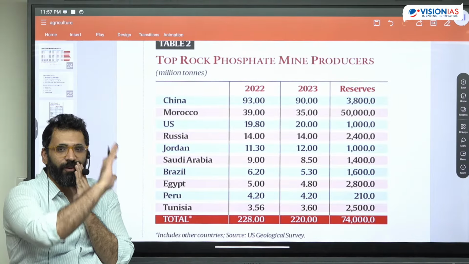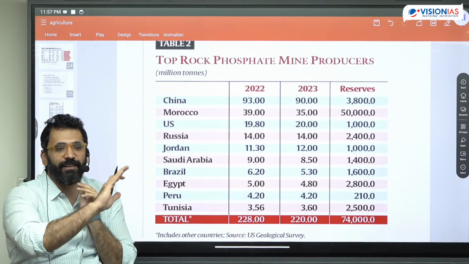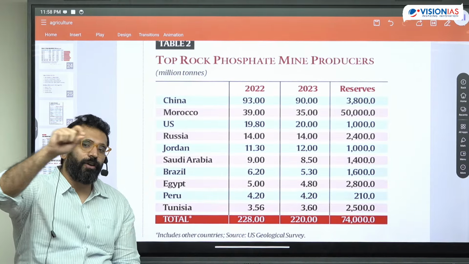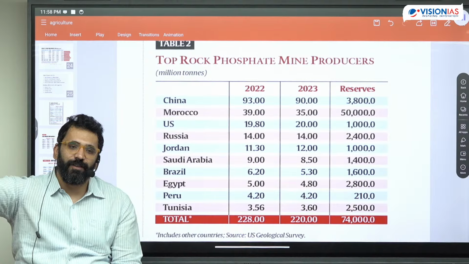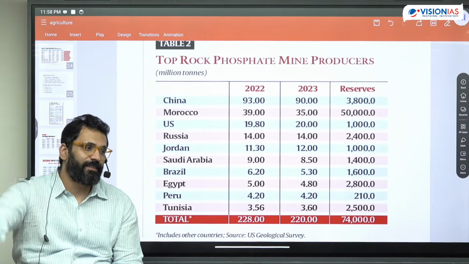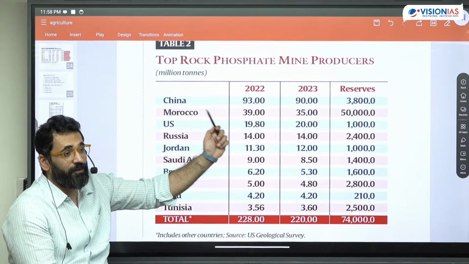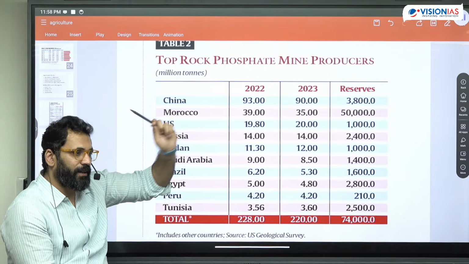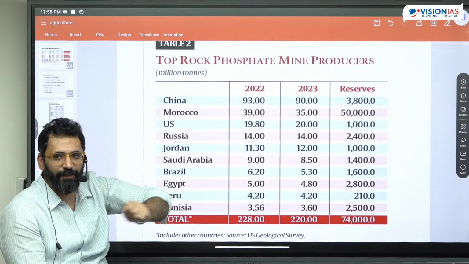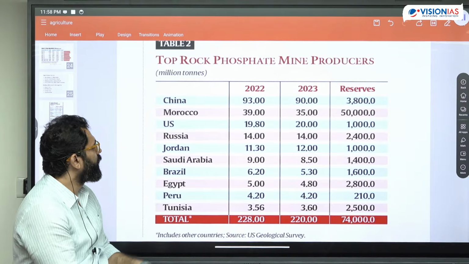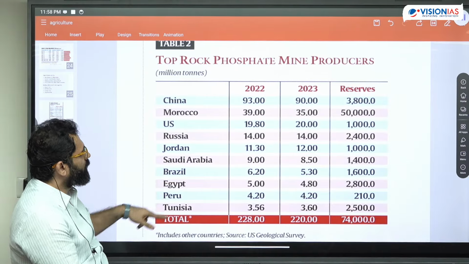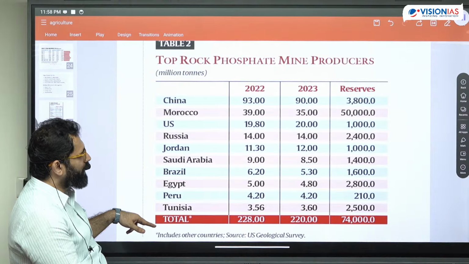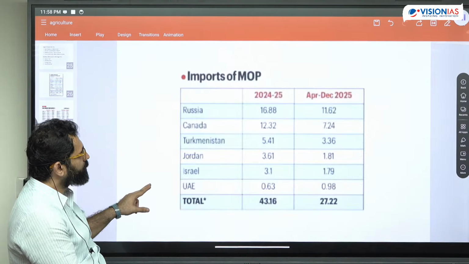UPSC asked a question on rock phosphate in 2018. They said, which of the following fertilizers can be delivered through irrigation? What all can be done through fertigation? Rock phosphate cannot be given through fertigation because rock phosphate is not soluble. From the reaction of rock phosphate and phosphoric acid, what we get is diammonium phosphate. Maximum is with this country. China, Morocco, that is why specialty fertilizer is mostly from there.